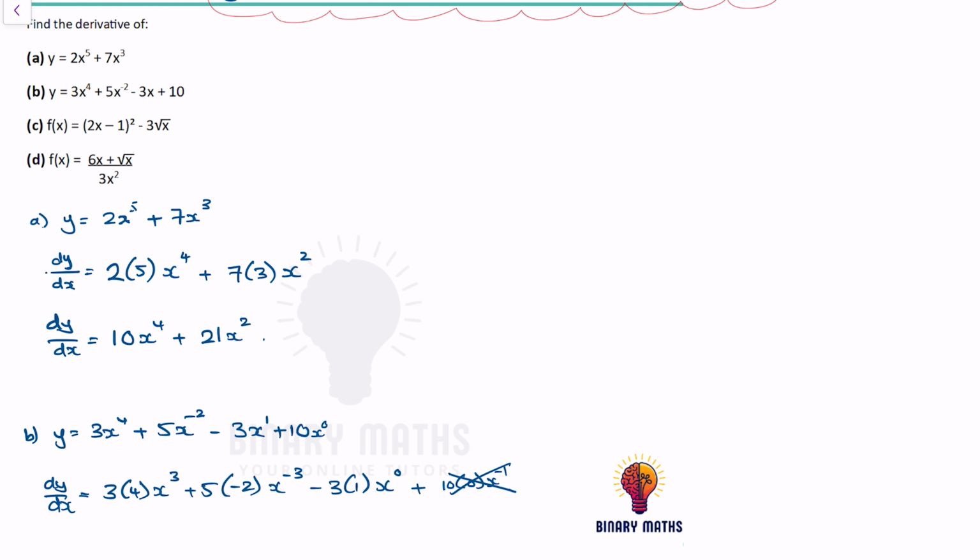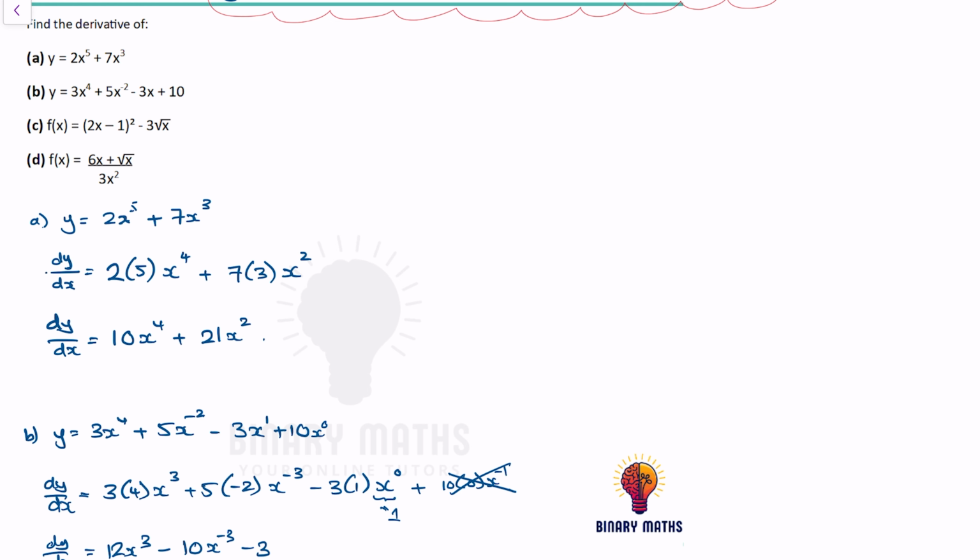So if I simplify this, then dy dx will be equal to 12x cubed minus 10x to the minus 3. X to the power of 0 is just 1, so you get minus 3. And that can't be simplified anymore, so that would be your expression for the derivative.